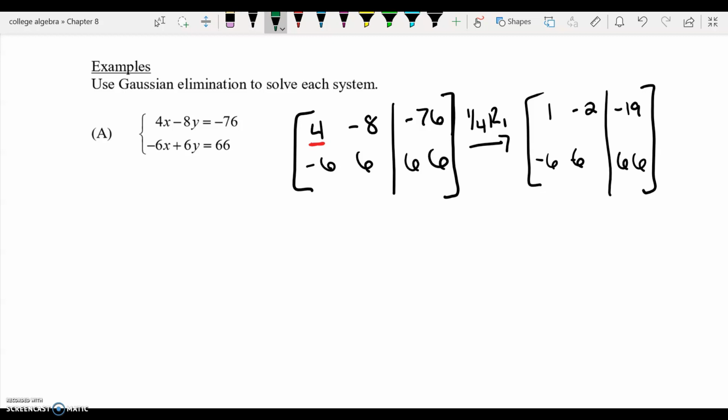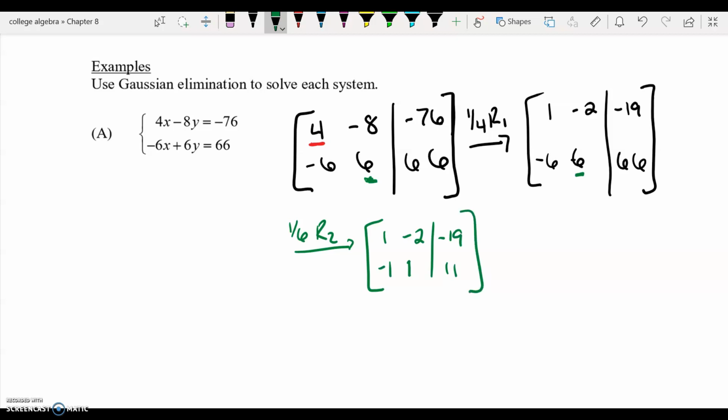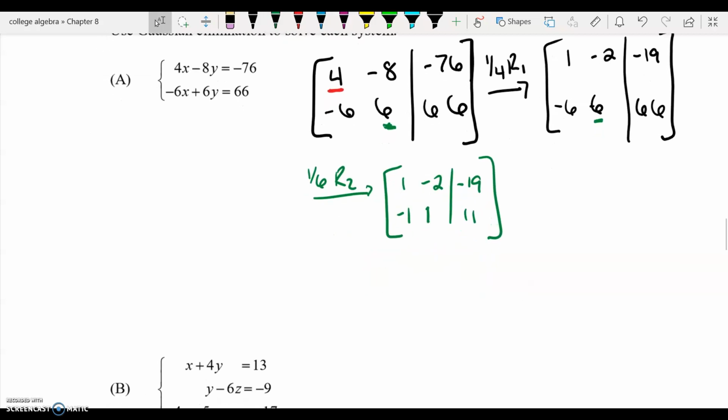Now, in row 2, I want this to be a 1, because I need to drop down 1 to the right. So I'm going to multiply row 2 by 1/6. Row 1 did not change. Row 2 now looks like this. Now here's where you're going to have to do some different things. Everything else on this left-hand side of the equal sign, besides these two, needs to be a 0. So how am I going to make this a 0 and this a 0?